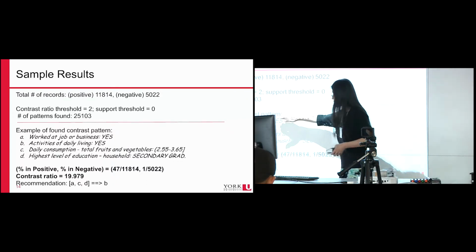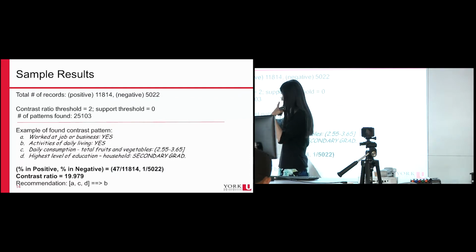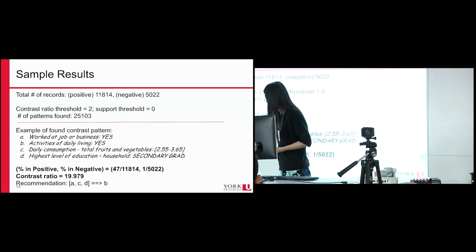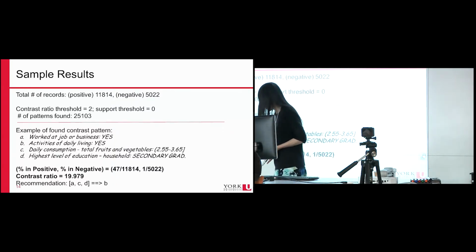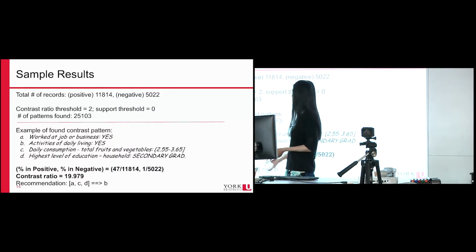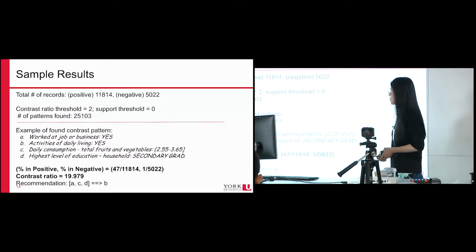So each item, we call each item an item, and the combination of those items is a contrast pattern, and the contrast ratio with respect to positive over negative is 19. Because the threshold is 2, this is of course well above the threshold.